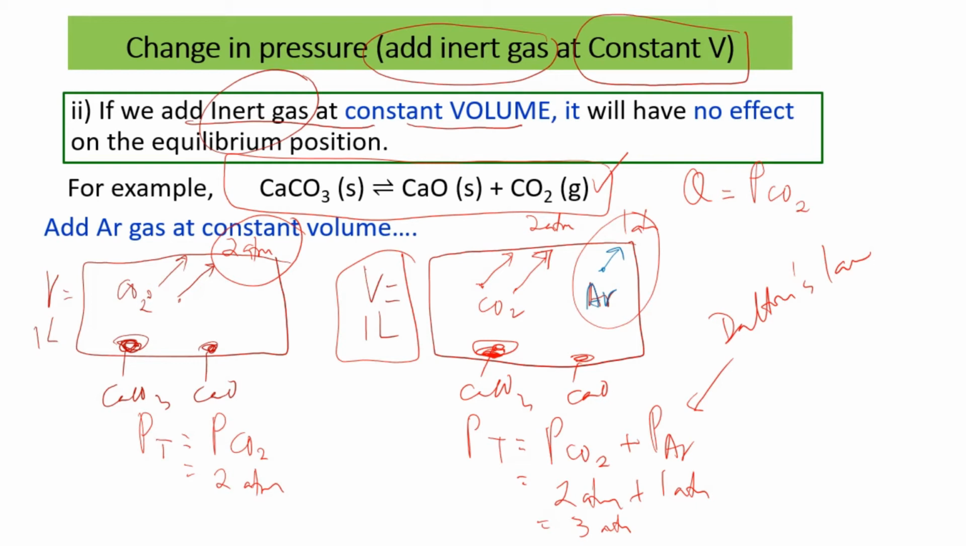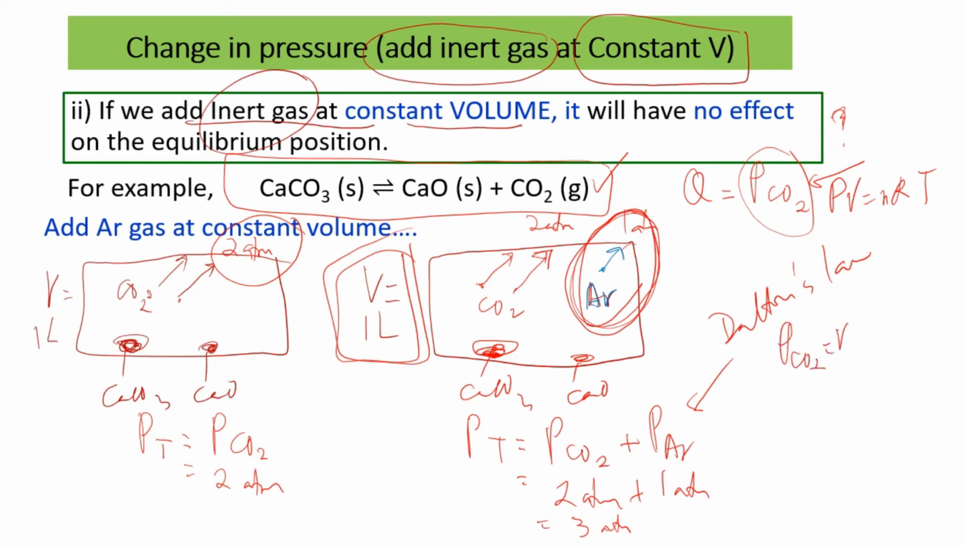So if you add in argon at a constant volume, we have to check whether the pressure of carbon dioxide will decrease. Will it decrease? No, sorry, it won't decrease because the volume is still the same. Remember PV equals nRT. So pressure for carbon dioxide is equal to moles of carbon dioxide times RT over V. So moles, we did not change. There are still, let's say, 2 moles here, no change.